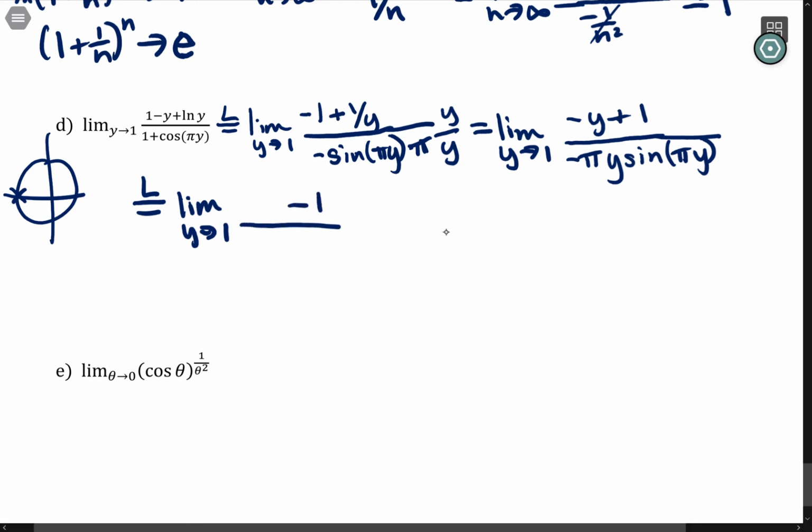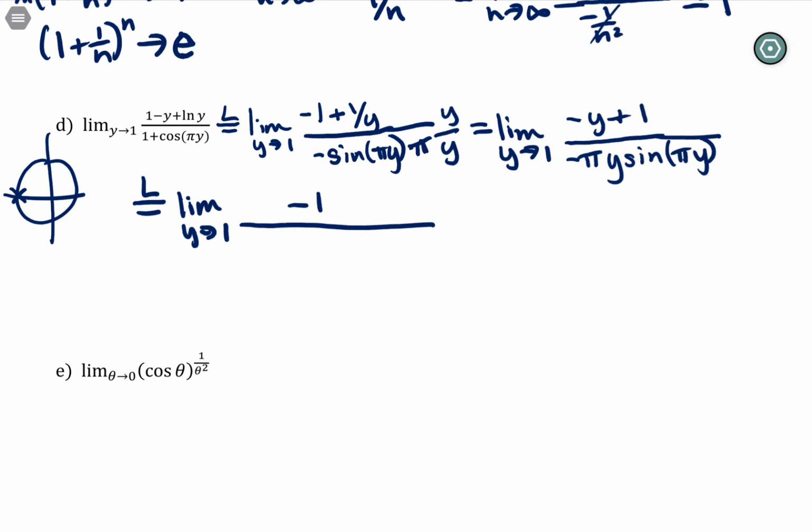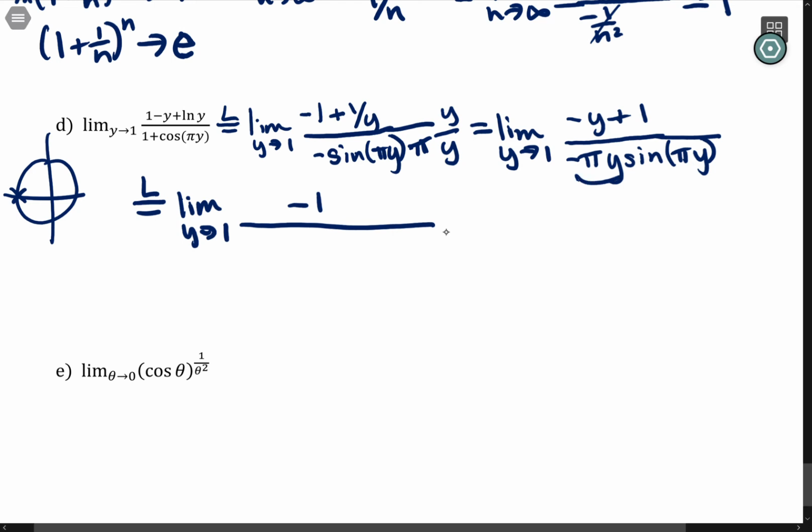The bottom is going to need a product rule. So I'm going to take the sine pi y and multiply it by the derivative of minus pi y, which is minus pi. And then I'm going to take the minus pi y, so I'll leave it minus, and multiply by the derivative of sine pi y, which is cosine pi y, times another pi, which I'll just make a pi squared.